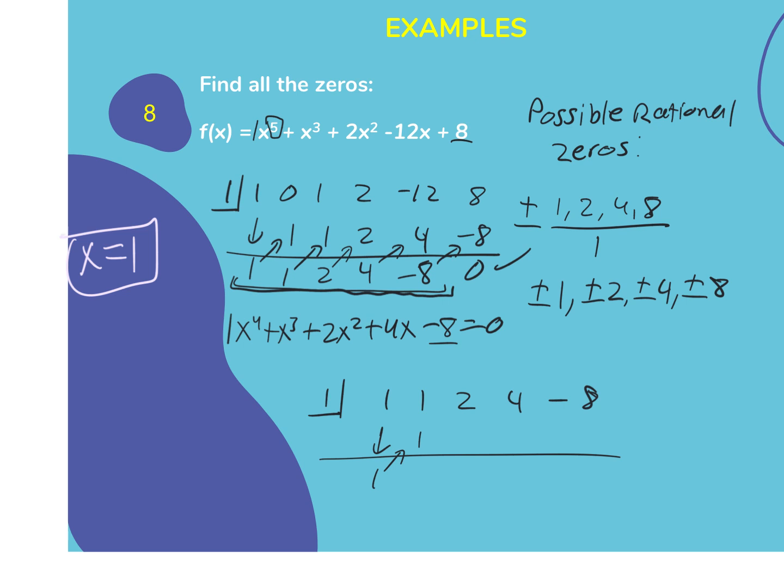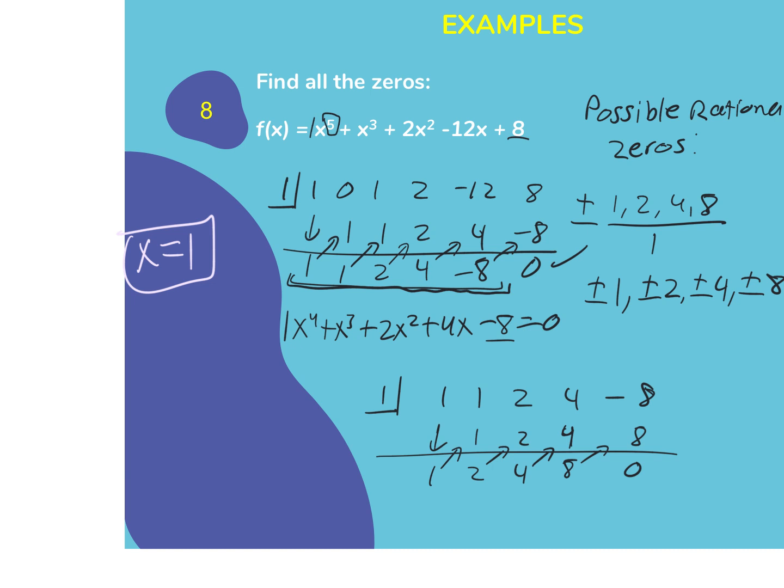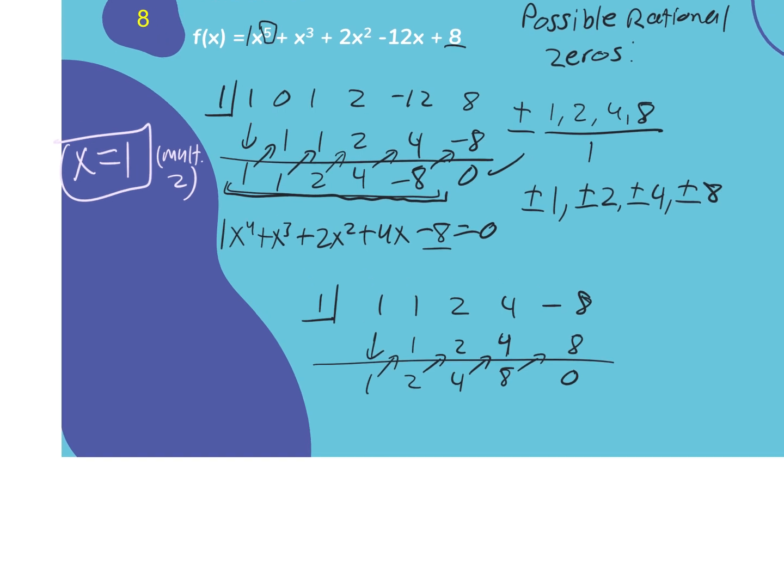So I'm going to try it again, and I'm going to see if it works. Bring down the 1. We get a 2, bring up the 2. We get a 4, bring up the 4. We get an 8. And we get x equals 1 again, right? So what does that mean? If you have a number show up twice as an answer, remember that just means it has a multiplicity of that number, right? So multiplicity of 2, right? So x equals 1 showed up again. So we have an x squared plus 2x, I'm sorry, not an x squared, x cubed. x cubed plus 2x squared plus 4x plus 8 equals 0.